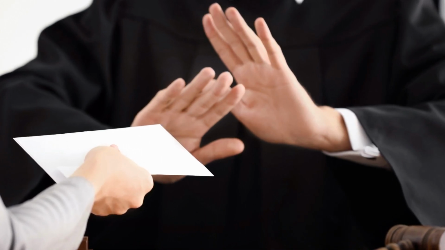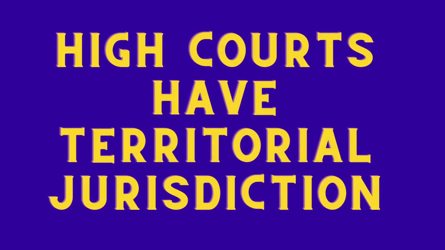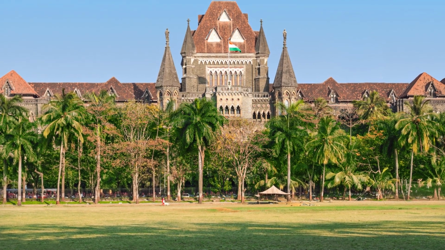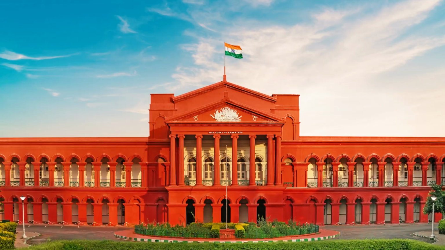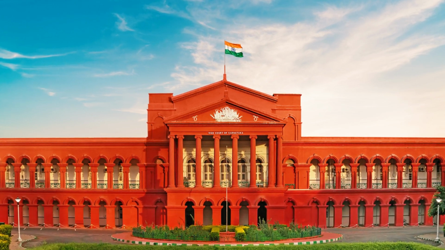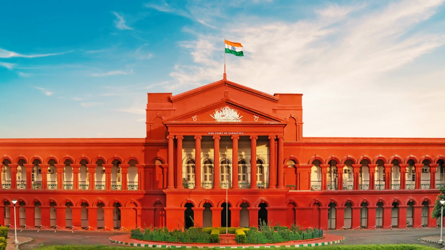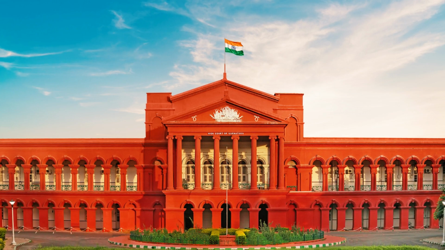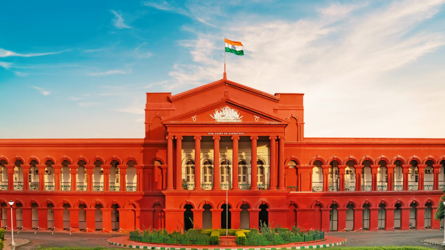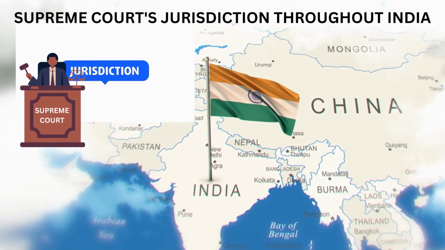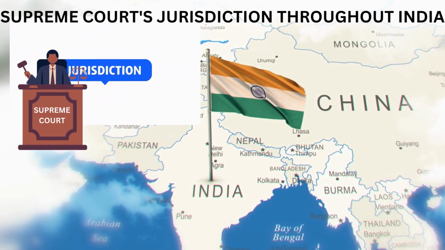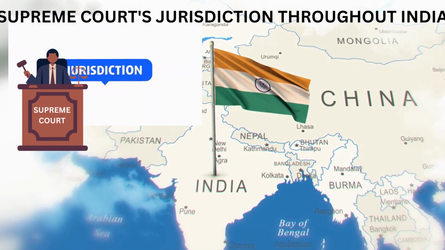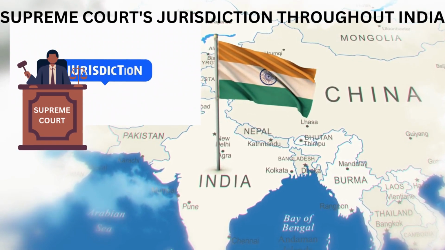And third, High Courts have territorial jurisdiction, meaning they can issue writs only if the person or the government against whom the writ has been issued lies within its jurisdiction, or in cases where the cause of action arises within its jurisdiction, whereas the Supreme Court can issue writs against any person or government throughout the country because its jurisdiction extends throughout the territory of India.